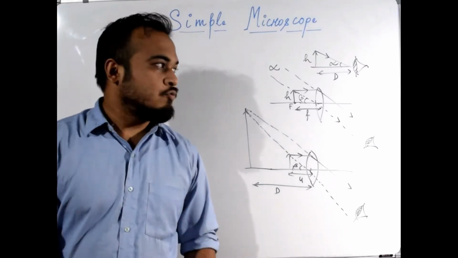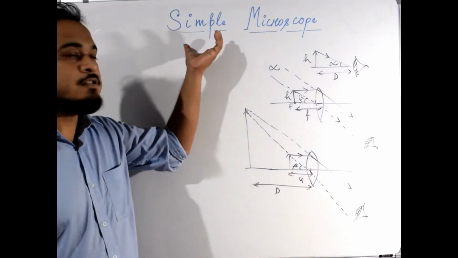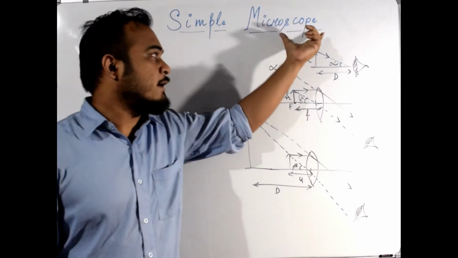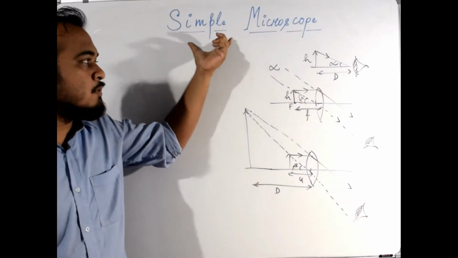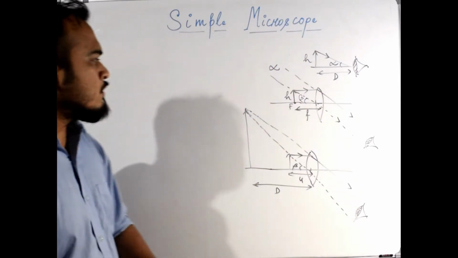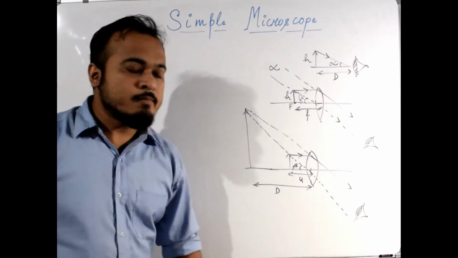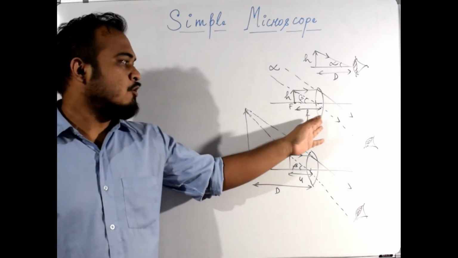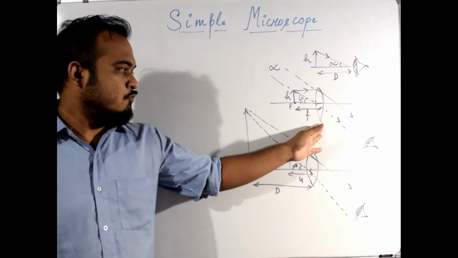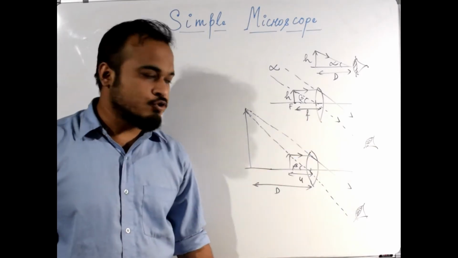Hello students. Today we are going to discuss the topic simple microscope. So what is a simple microscope? A simple microscope is nothing but a simple convex lens. We are calling a convex lens a simple microscope.